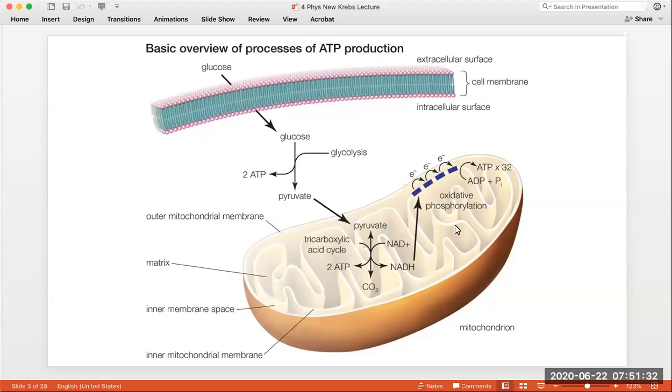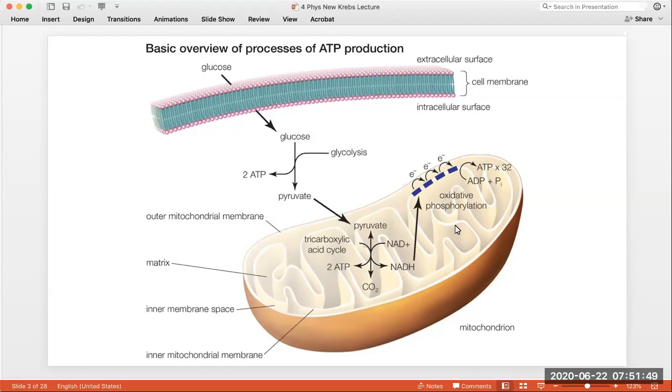Okay, so today we're going to go through the Krebs cycle and the electron transport system. So we're still continuing with the oxidation of glucose. Next time we'll talk about metabolism of other fuel sources like proteins and lipids. But right now we're still focusing on the oxidation of glucose.